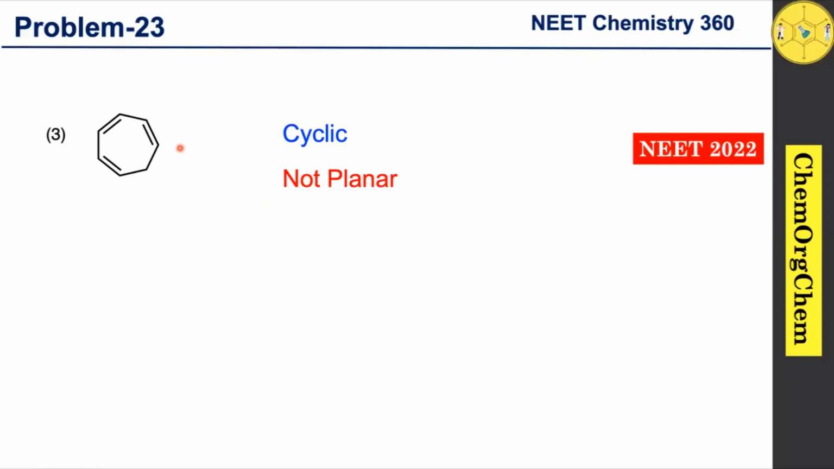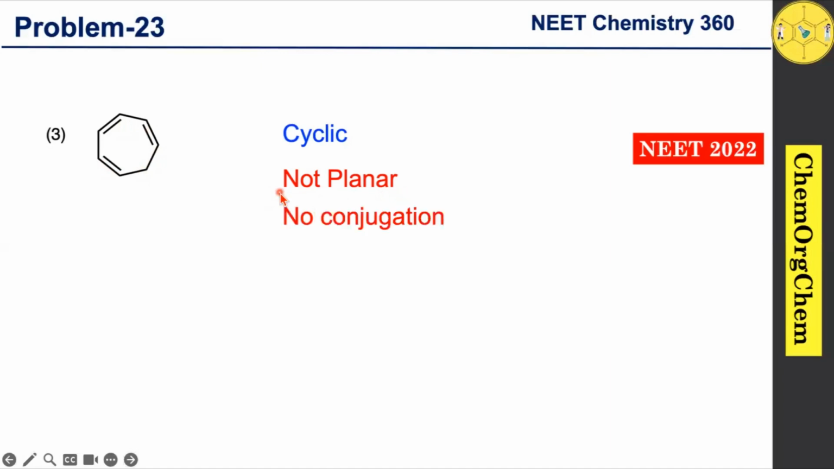Since this compound up to here has alternate double and single bonds, however here you see it contains one CH2 group also. So these three double bonds may be present in the plane. However, the CH2 group may not be present in the planar shape because this carbon is an sp3 carbon. The remaining carbons are all sp2 carbons. Therefore, this compound is not planar.